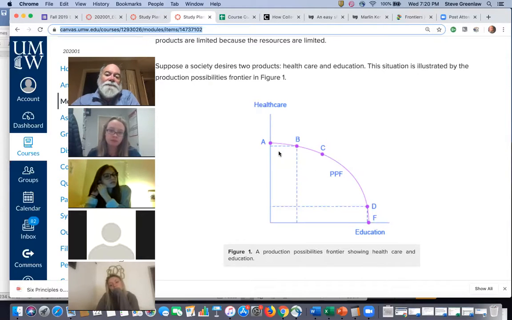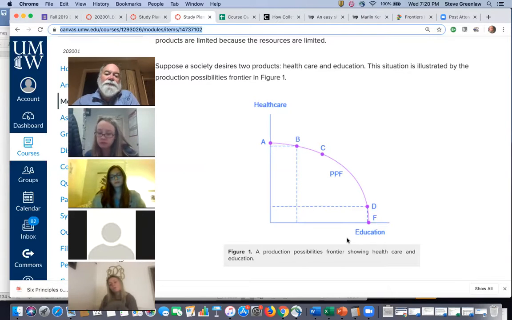The trade-off as you go from all healthcare to some education, to more education, to all education, is this curved line here called the PPF or the PPC. It stands for Production Possibilities Curve or Frontier. It literally means what is possible, what is the maximum quantity of healthcare and education that we can produce as a nation given the limited resources that we have to work with.